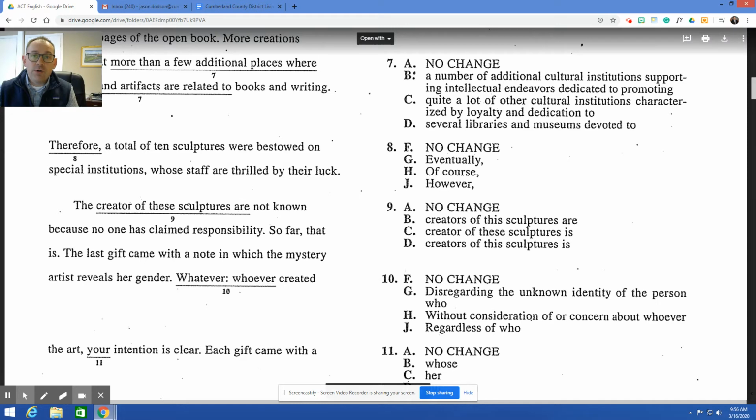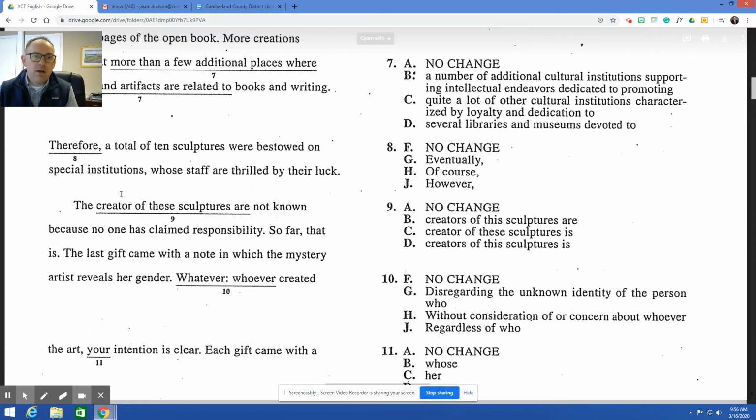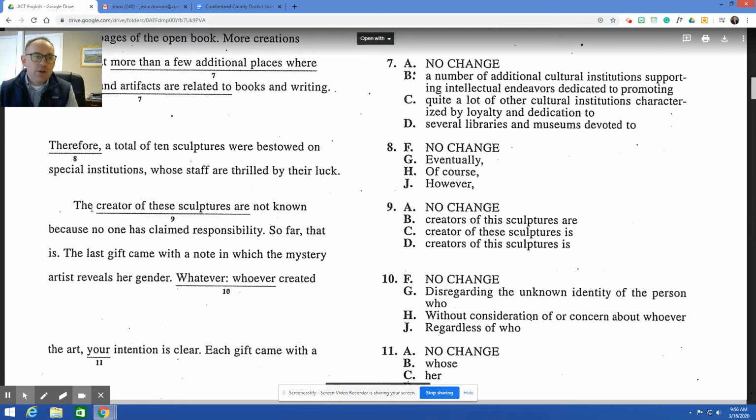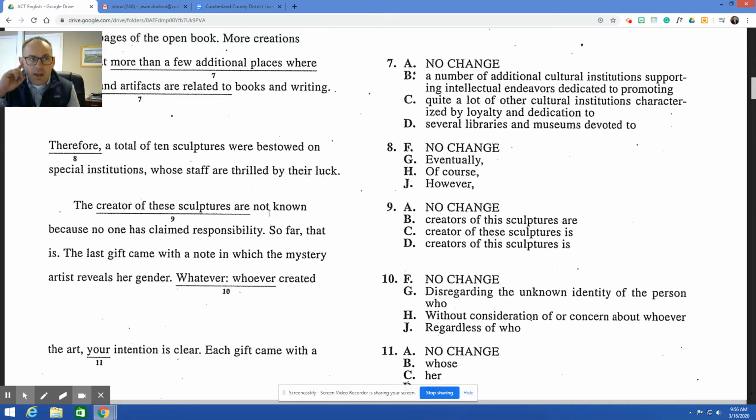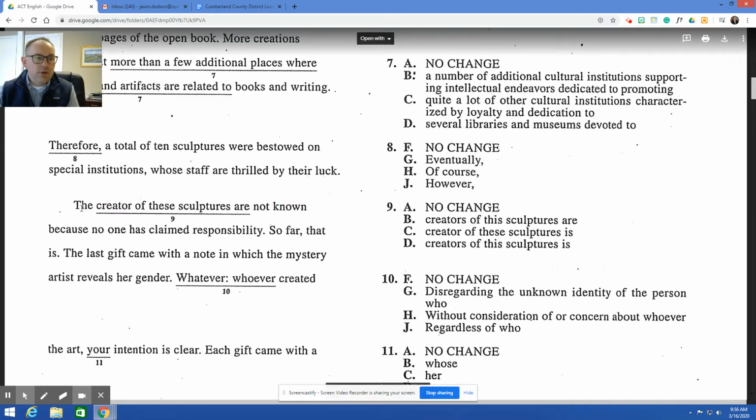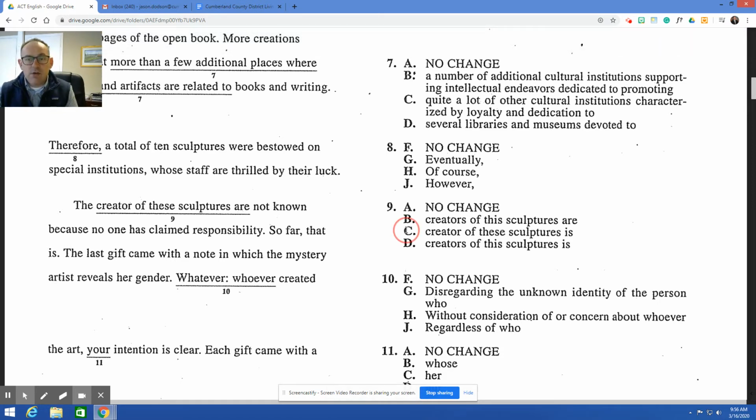So anytime you have words that come in between the subject and the predicate, you have to be really careful not to mess up the subject-verb agreement. So if I were to say the creator are not known, automatically that would sound wrong. That violates subject-verb agreement. So we know it should be the creator is not known, and C is the correct choice there. The creator of these sculptures is not known. Now, creators of this sculptures doesn't work because of this, and this doesn't work in D. So it has to be C because sculptures is plural, and we want to use the correct demonstrative pronoun these.